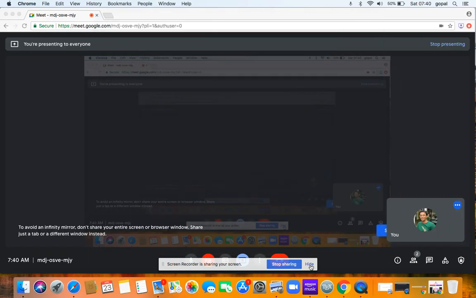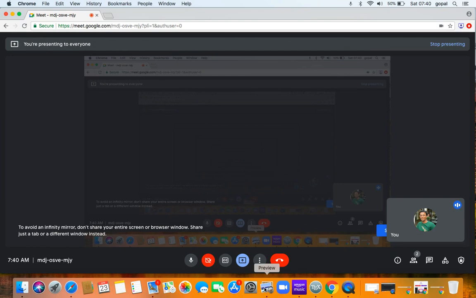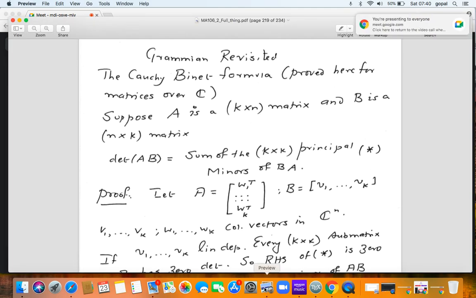Hello. So let us take the next capsule, the Gramian Revisited. Here we shall prove a very important formula called the Cauchy-Binet formula. It's a remarkable formula and it's valid for matrices over any field, but we shall assume that the matrices have complex entries. In fact, we shall first assume that the matrix has real entries, and from real to complex, it's easy.